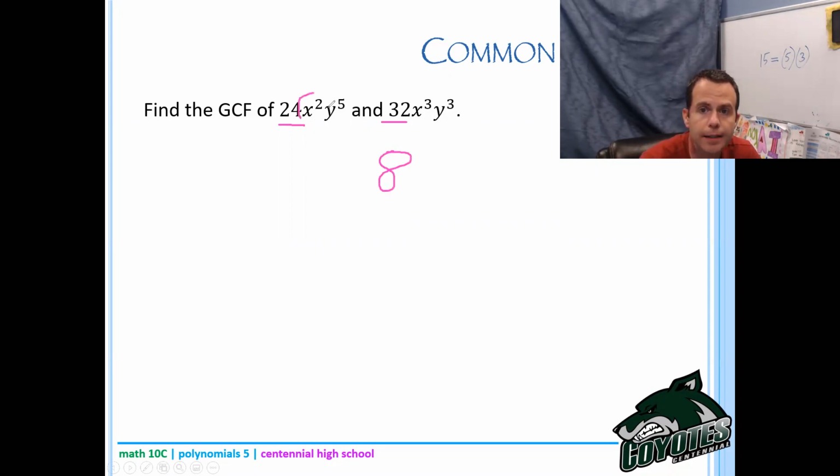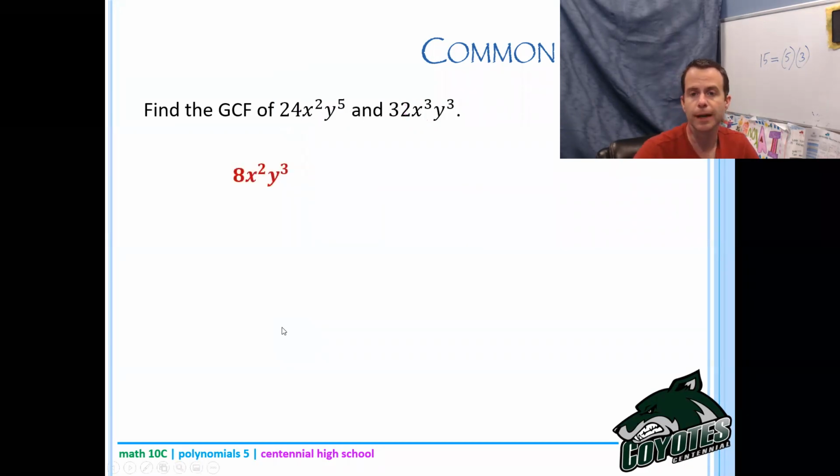Now, I've got x squared and I've got x cubed. So think of that as I've got x and x in this pile, and I've got x, x, x in this pile. Okay, well, what's common to both of those piles? There are 2 x's that are common to both. Okay, so x squared would become part of my greatest common factor. And then likewise, if I want to look at the y, I have 5 y's here and I have 3 y's here. So what's common to both? Well, y cubed would be common to both. Okay, so my greatest common factor there would be 8x squared y cubed.